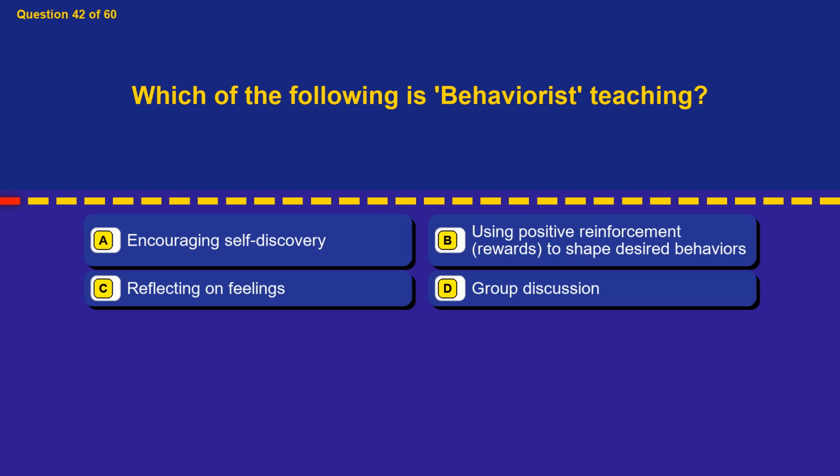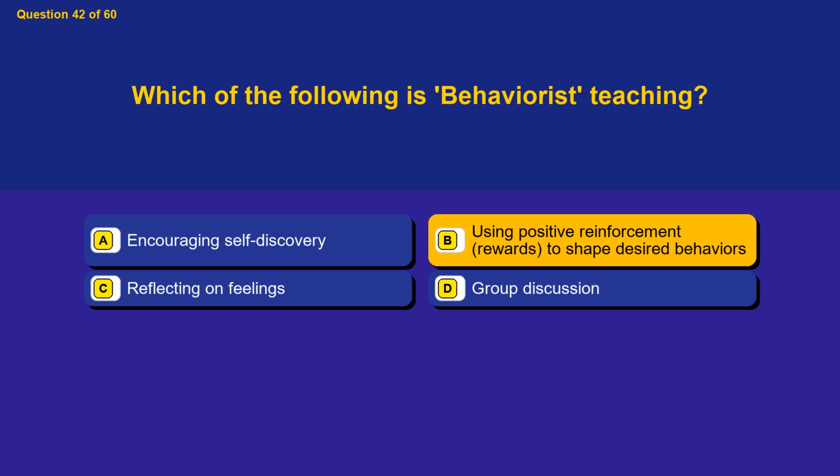Question 42. Which of the following is behaviorist teaching? Option A. Encouraging self-discovery. Option B. Using positive reinforcement, rewards, to shape desired behaviors. Option C. Reflecting on feelings. Option D. Group discussion.